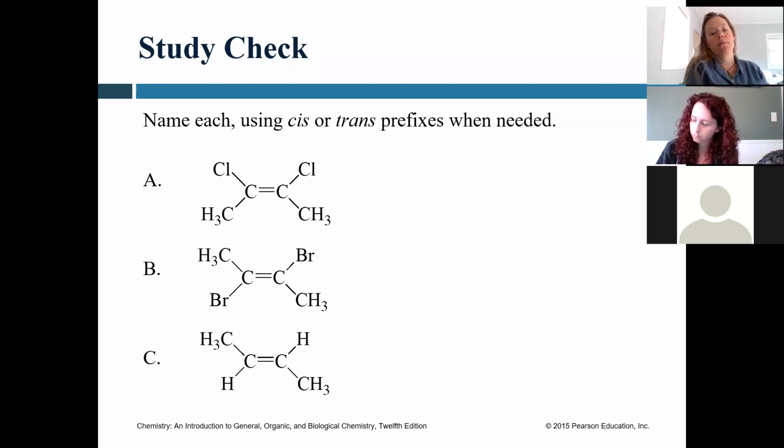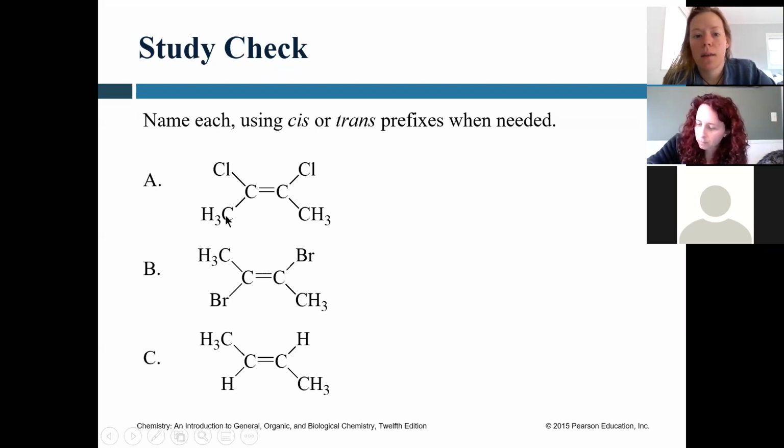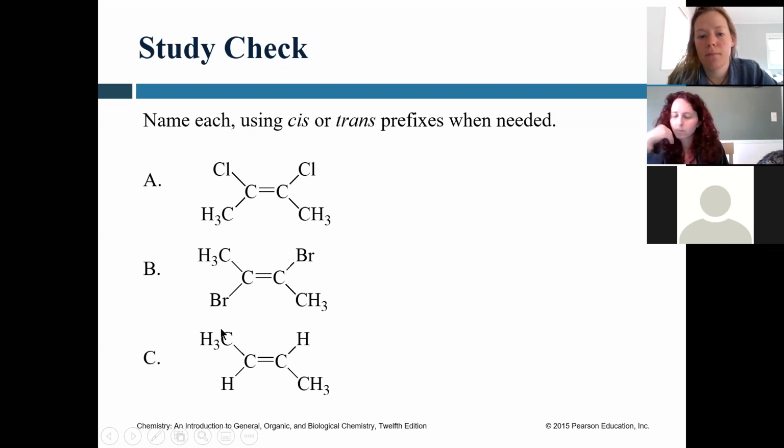Okay, so all of these are some sort of form of 2-butene. 1, 2, 3, 4 carbons, 1, 2, 3, 4 carbon, 1, 2, 3, 4 carbon chain. The double bond is happening from the 2, 3. So they're all 2-butenes. Some of them have accessories. This one here has 2 chlorines. So it's a 2,3-dichloro. This is a 2,3-dibromo. This doesn't have any accessories.